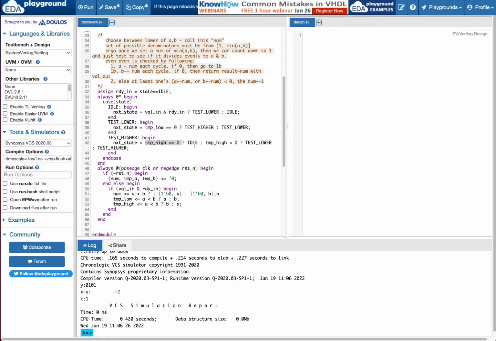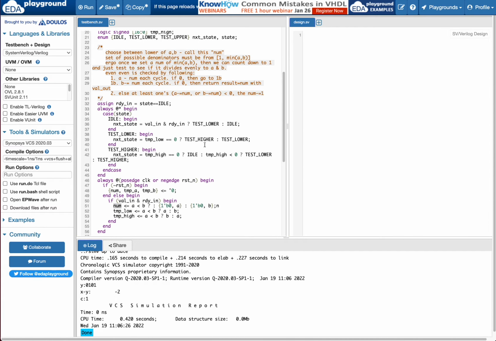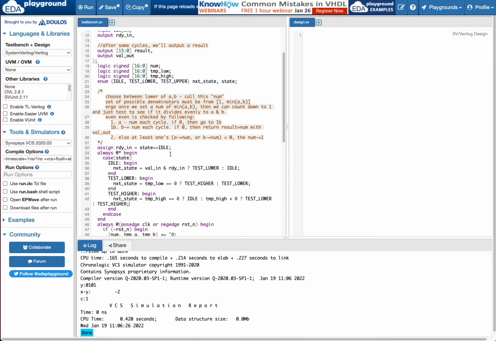So this implies both have divided evenly, and then we're ready to output, go back to idle, and then receive the next thing. And then the temp high less than 0 means A divided evenly, but B didn't divide evenly. So we'll reset temp B and temp A, and we'll do num equals -1 or minus equals 1, and then we'll retest A to see if it divides, and then higher to see if that divides.